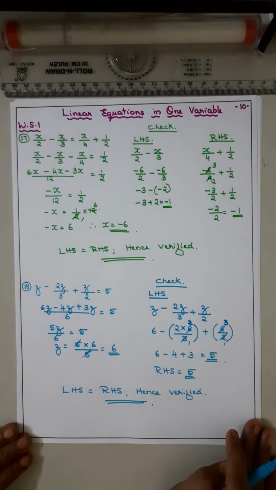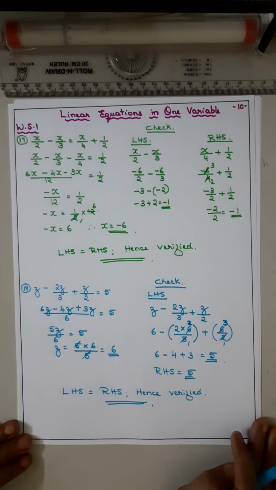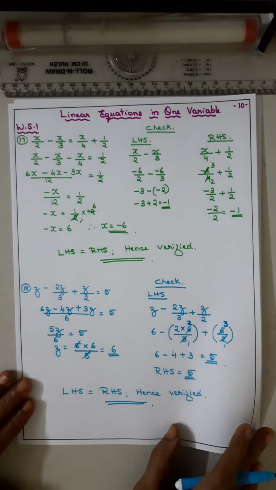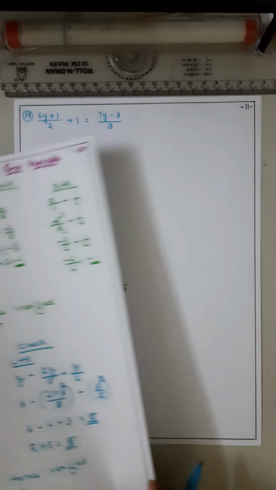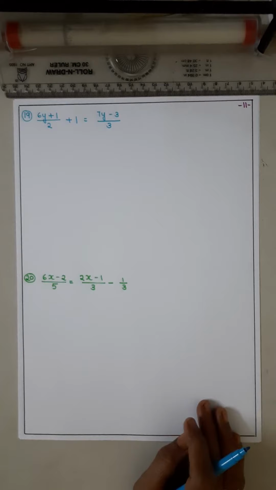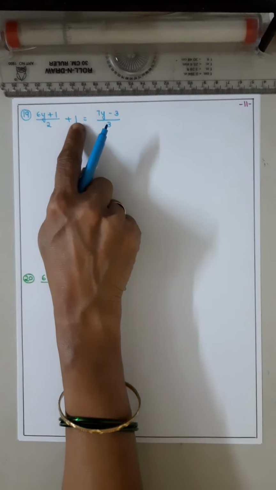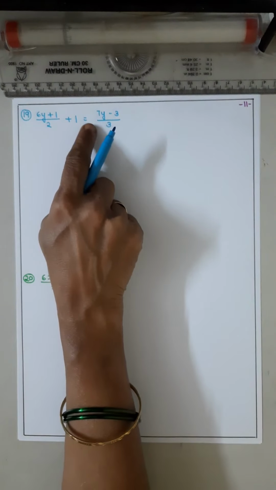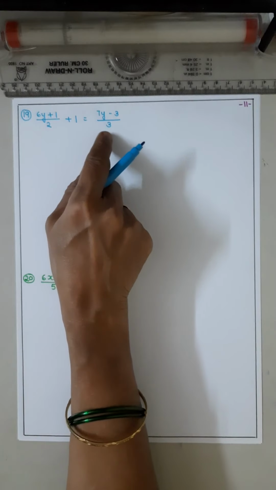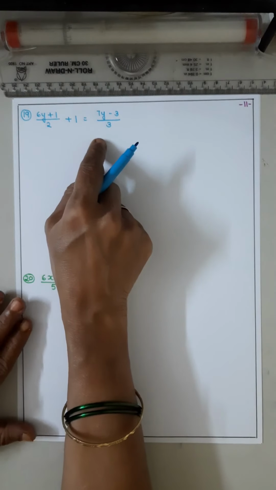Is it clear? Hope everyone understood these two sums, 17 and 18. Okay. Now coming to the 19th sum. It is (6y plus 1)/2 plus 1 is equal to (7y minus 3)/3.